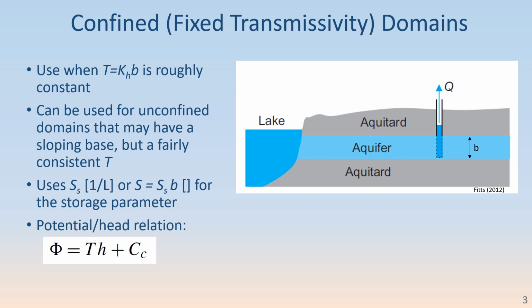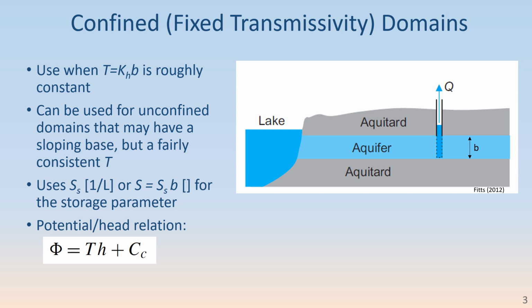That's widely accepted. When you're using a confined domain, the storage parameter in a transient model can be either specific storage, which is S sub S, and that has units of 1 over length, or it could be storativity, which is specific storage times the saturated thickness B, and that is dimensionless. So either of those can be your input storage parameter in this case. The inputs include the bottom elevation and the top elevation for the domain, and the saturated thickness, B, is just the difference in those two numbers.